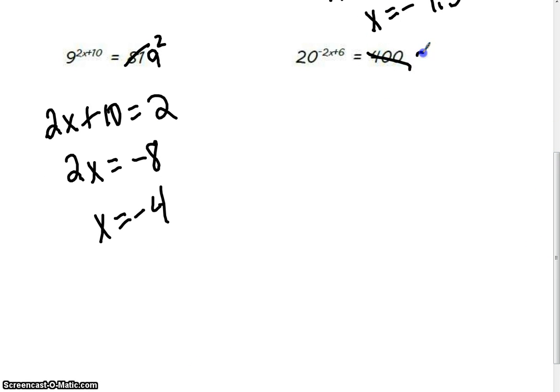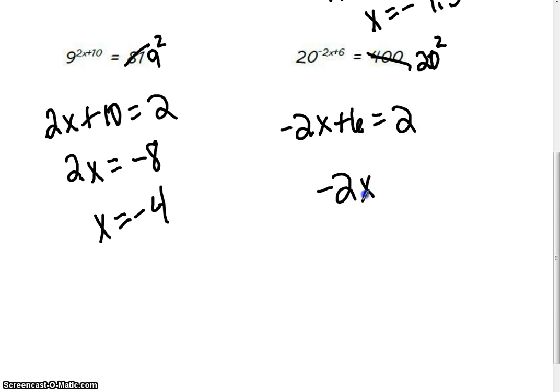400 can be rewritten as 20 squared. So we have negative 2x plus 6 is equal to 2. Move your 6, negative 2x is equal to negative 4. Divide by negative 2, and x is equal to 2.